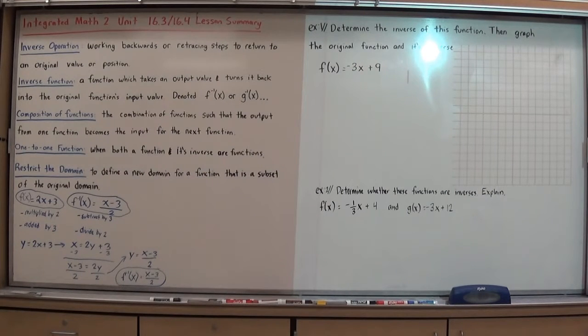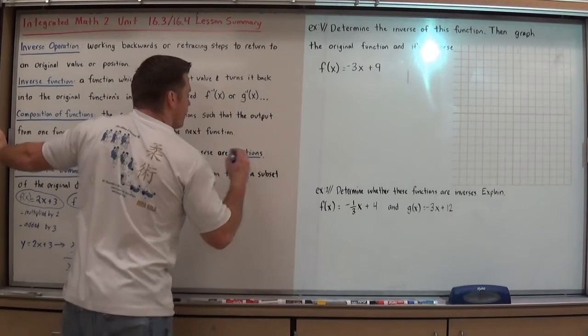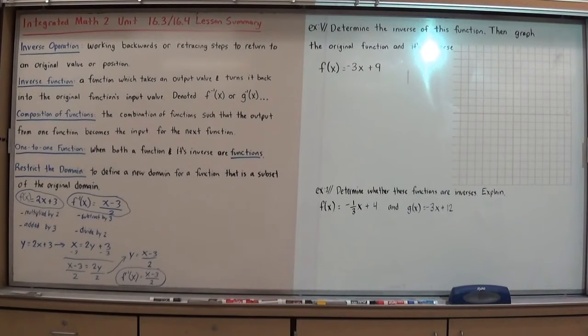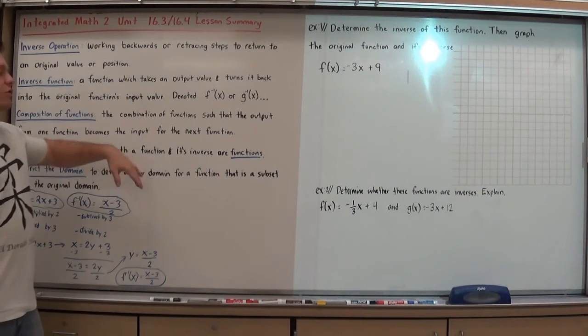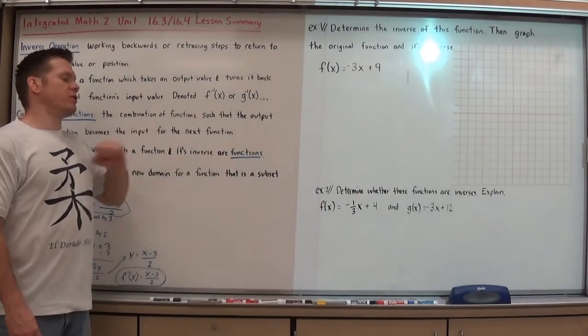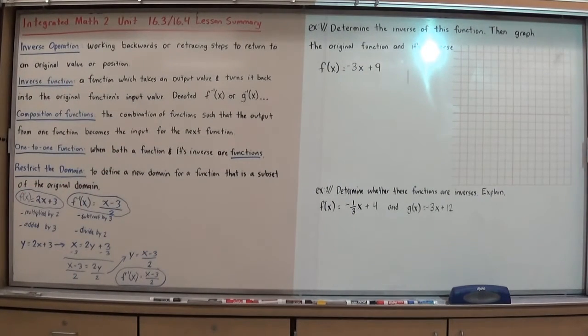Okay? And a one-to-one function is any function where the function itself and its inverse are functions. Now you might be wondering about the word function here, but what that means is there's one output for every input. Okay, that's the definition of a function. And so if I had an equation, I would check if it's a function, one output for every input, do the inverse, find the inverse equation, check if it has one output for every input. And we'll show you how to do that as well.